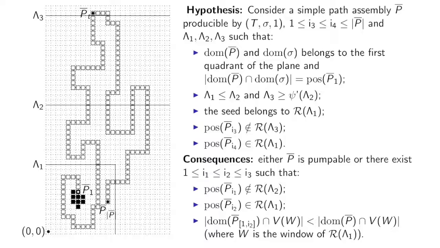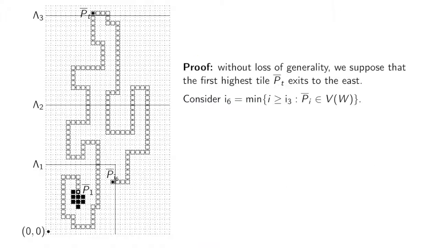The idea of this lemma is that if the path assembly P is not pumpable, then it can be shortened into a path assembly which grows at distance λ2 of the seed and then comes back at a distance less than λ1 of the seed. By applying this result several times in the last part of this video, we will obtain the reset lemma.